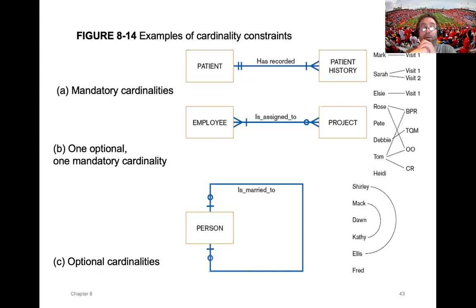So in this example, we have mandatory cardinality between project and employee. And again, we can see that on the right-hand side for Rose, Pete, Debbie, Tom, and Heidi, and for the BPR, TQM, OO, and CR projects.